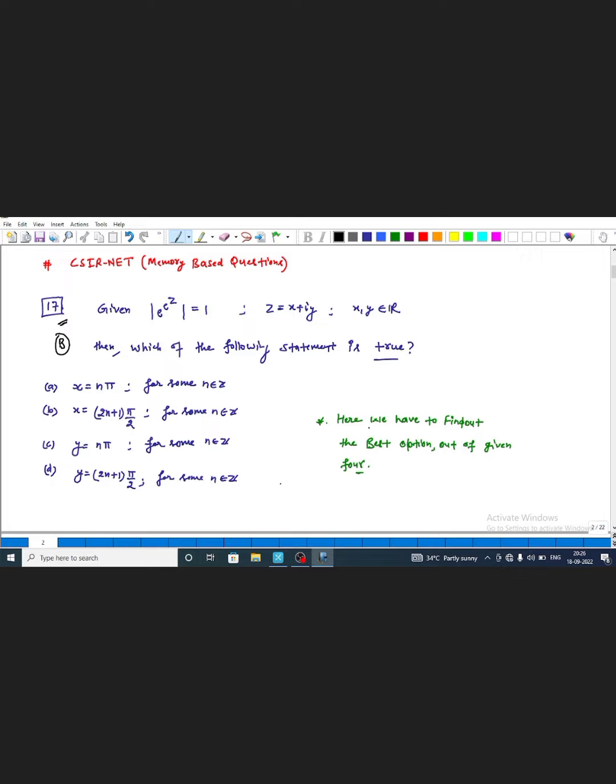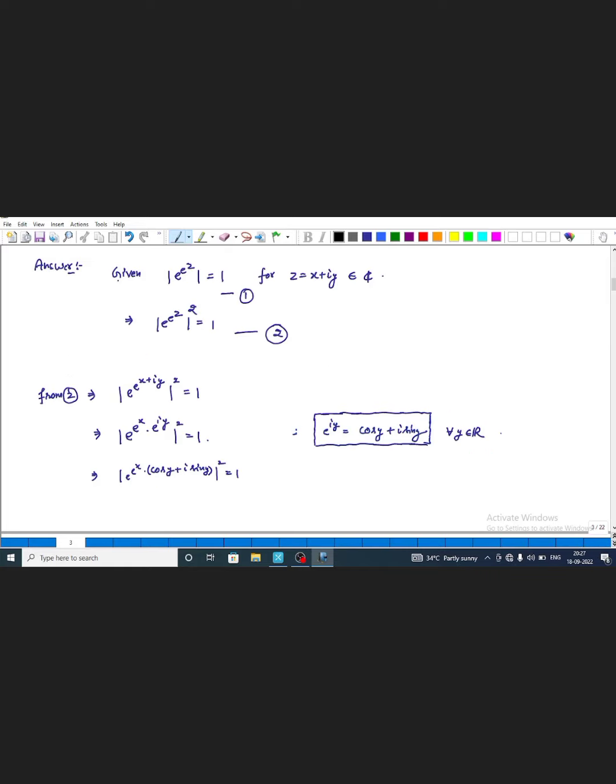In this question we have to find the best option out of the given four. We have to find the value of x or y such that this equation is satisfied, that is, the left hand side equals the right hand side. Now to the explanation. We are given that modulus of e power z is equal to 1 for z equals x plus iota y. Say this is equation 1.